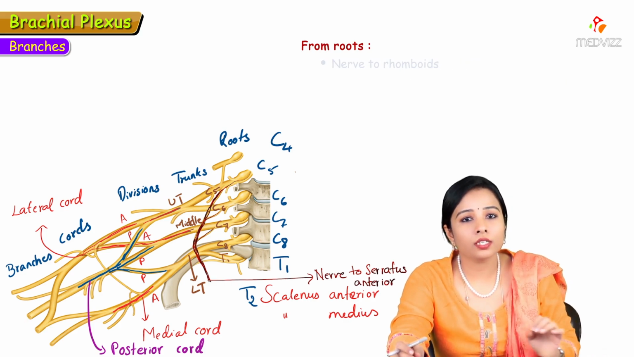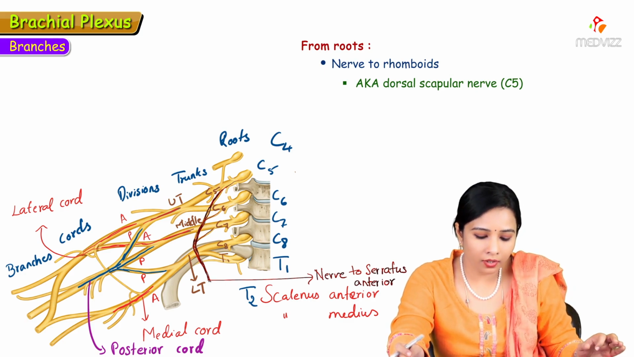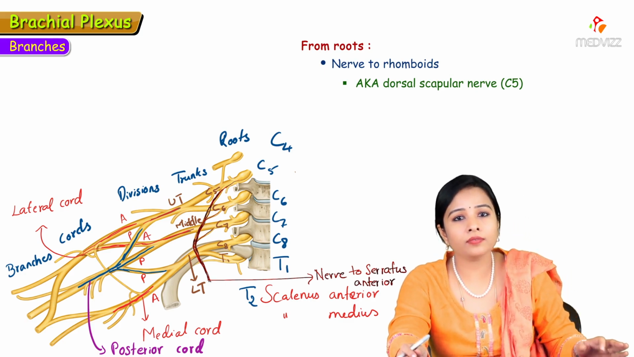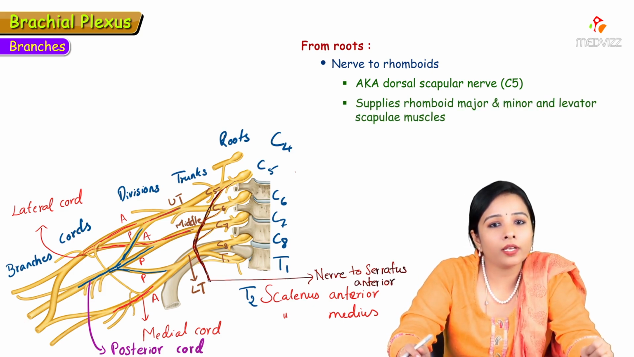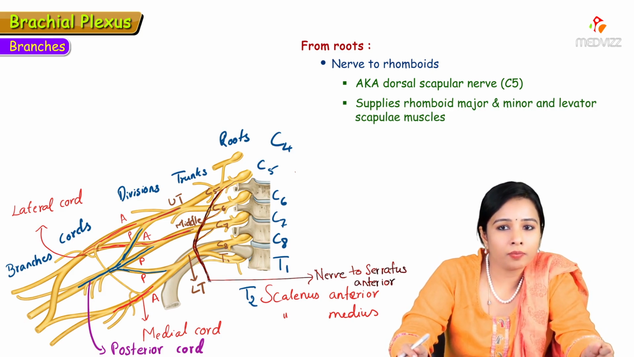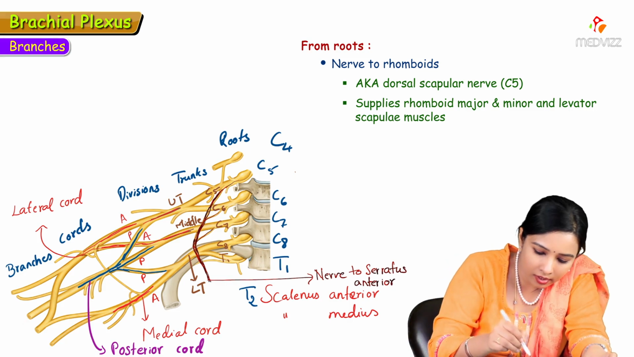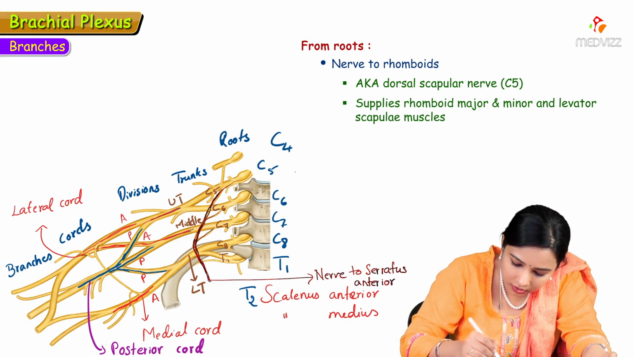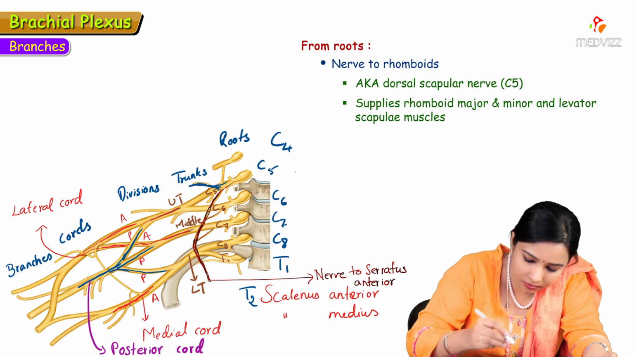Next about nerve to rhomboids, which is also called dorsal scapular nerve. So from the C5 root, this nerve to rhomboids will arise, which supplies rhomboid major, rhomboid minor and levator scapulae. All three muscles are supplied by nerve to rhomboids. So I'll just show this is the C5. So from C5 the nerve which is arising here, showing in the blue color.